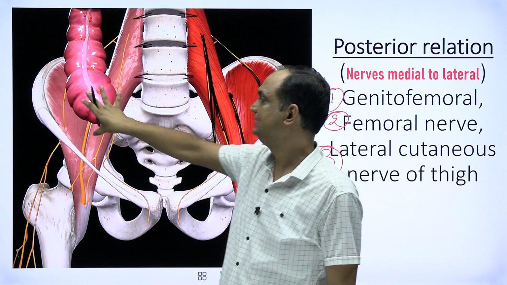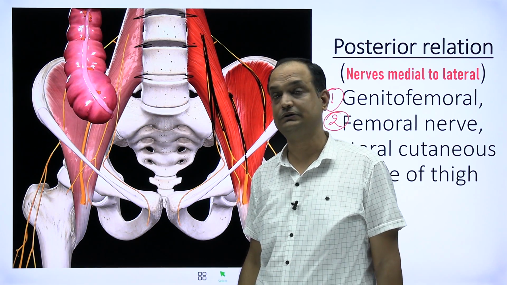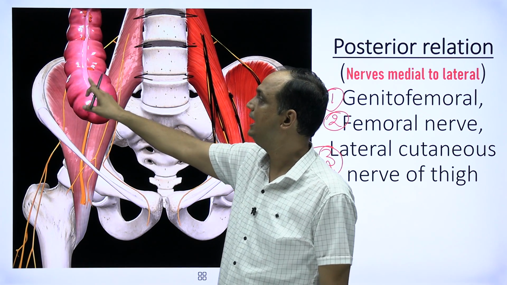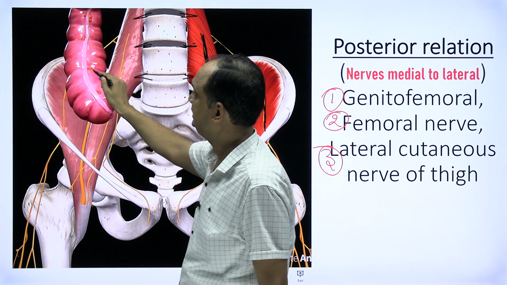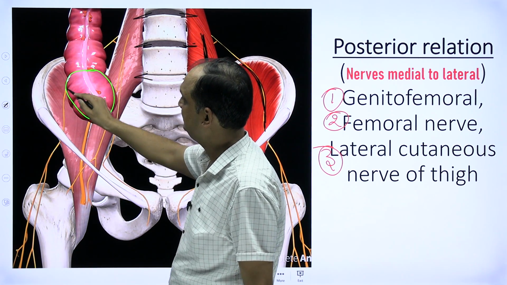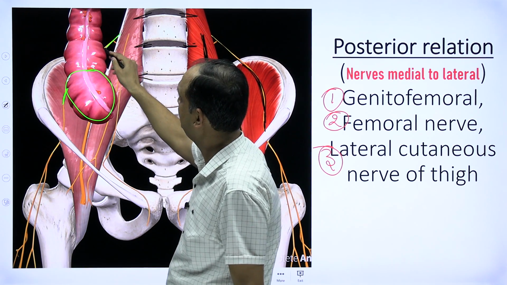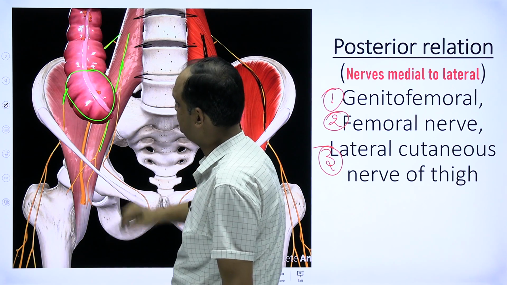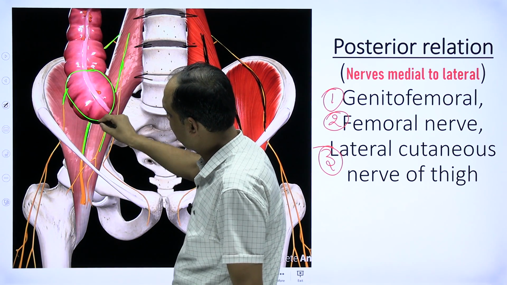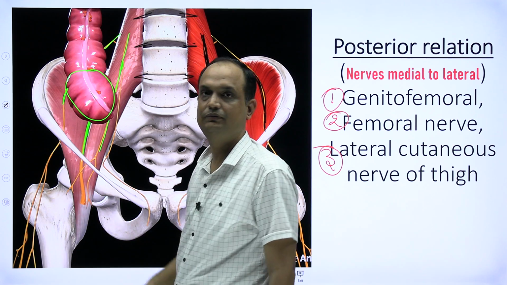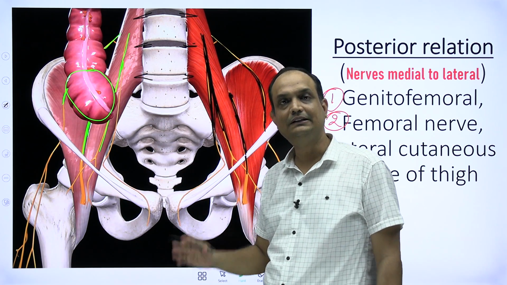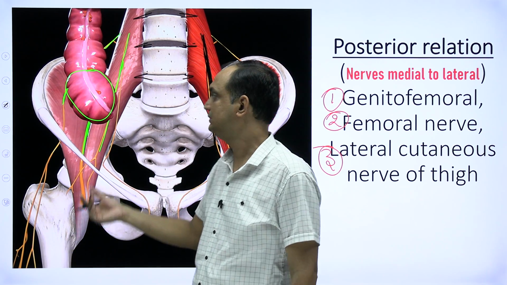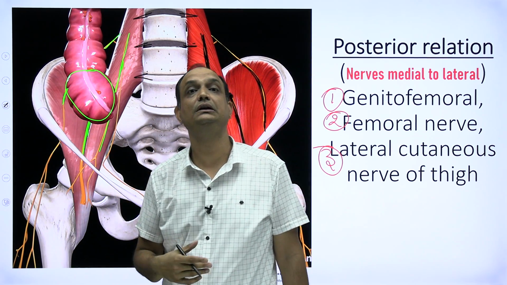Now if you place the cecum in the right iliac fossa, you will see that all these three nerves are behind the cecum. So this is your cecum, and you can see the lateral cutaneous nerve here, posteriorly. This is your genitofemoral nerve in the posterior part, and this is the femoral nerve, which is emerging from the posterior side of your cecum. So this is a very important question for your exam: what are the three nerves related posteriorly to the cecum?